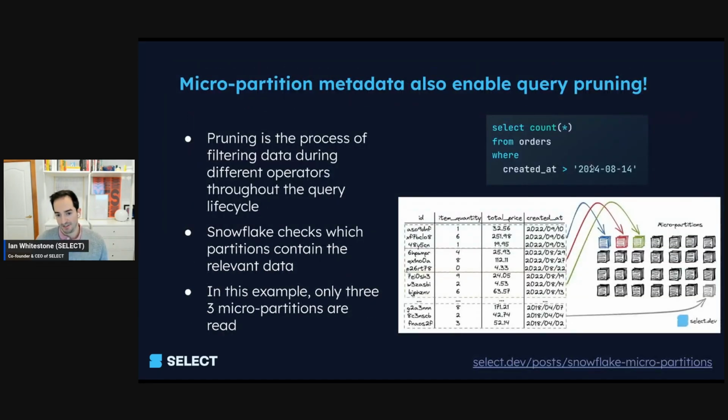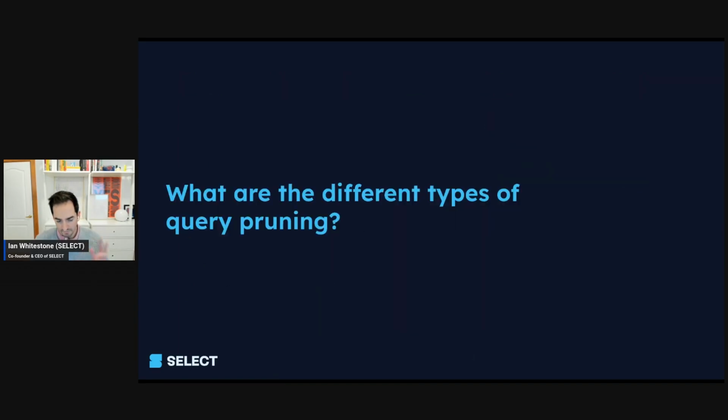So it can use this information and say, we only care about files which contain values greater than this date. So knowing that, it can actually go and say, hey, only these 3 files contain records after August 14th, 2022, and therefore can skip scanning all these other micro-partitions, which in turn speeds up your query. So that's what query pruning is.